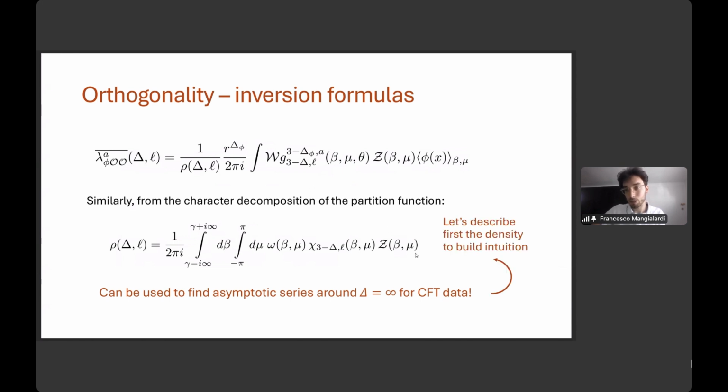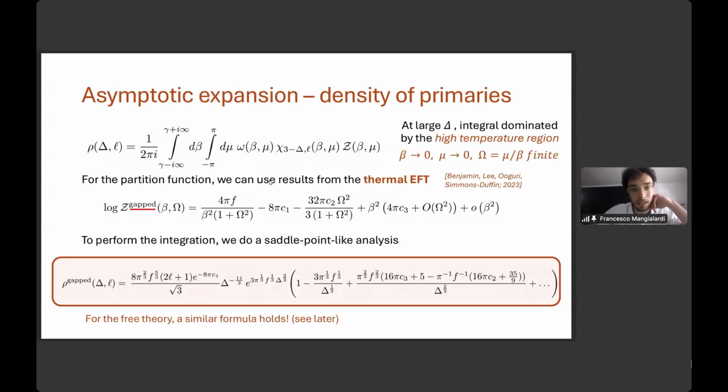To see how this is done, maybe I start by commenting on the case of the density of primaries, which is simpler. In this case, this is our integral representation. And inside this integral, we have the measure that we know exactly. There are the characters, which we also know exactly, and then there is the partition function. And one can infer that when we make the dimension delta large, this integral is actually dominated by the high temperature region. So beta goes to 0, mu goes to 0, while the ratio omega is kept finite.